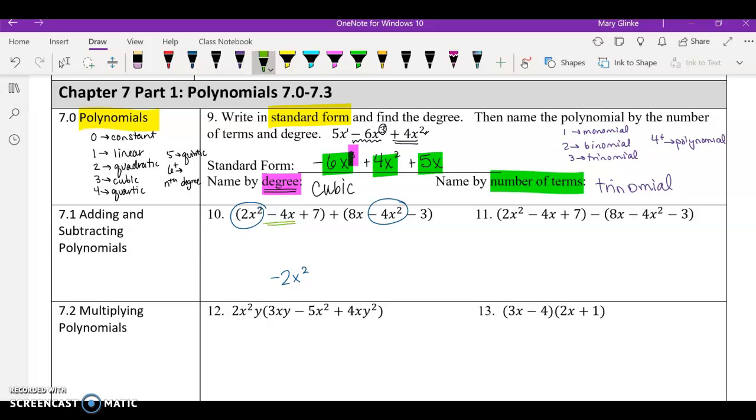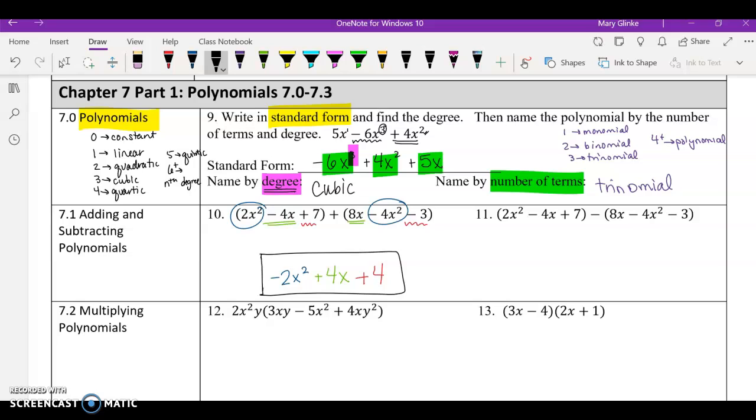Next, I see an x term, so I'm going to go for those next. The negative 4x and the 8x combine to be a positive 4x. And then the last ones would be the plus 7 and the minus 3, making it a plus 4. You'll notice as I did that, I wrote it in standard form with the squared term first, then the first degree, and then the constant. So this is a cubic, nope, it's a quadratic trinomial.